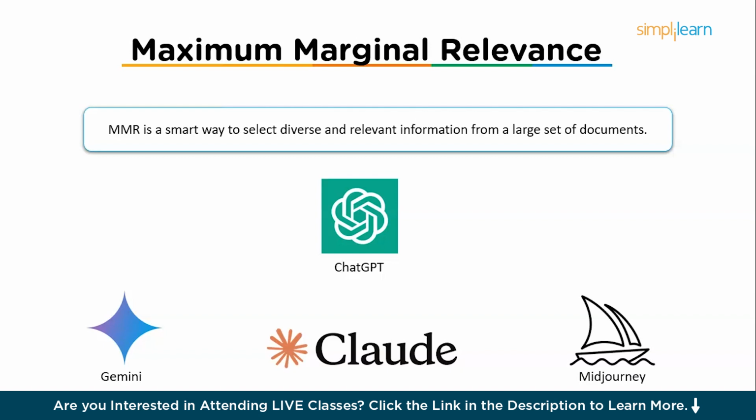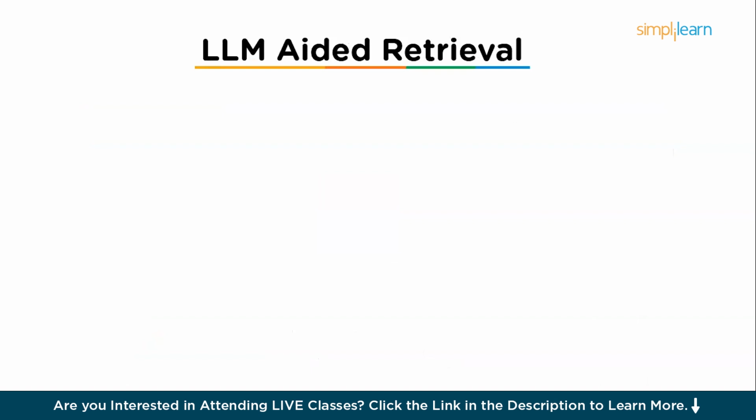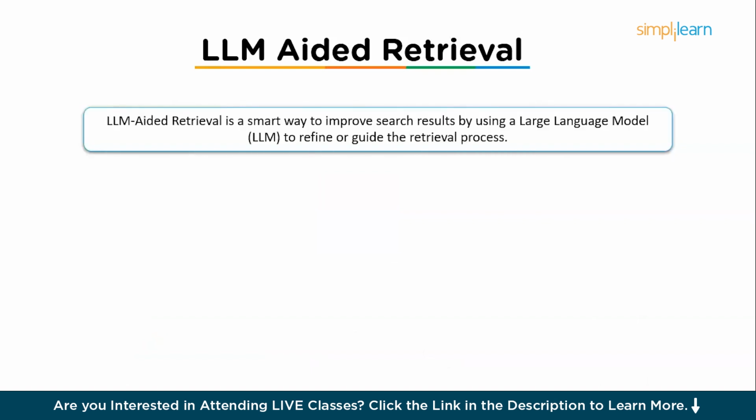So let's now move on to the second one we will be talking about, which is LLM-aided retrieval. LLM-aided retrieval is a smart way to improve the search results by using a large language model to refine or guide the retrieval process. Instead of just fetching documents based on keyword similarity, the LLM helps with better query understanding, ranking, and selecting the relevant information.